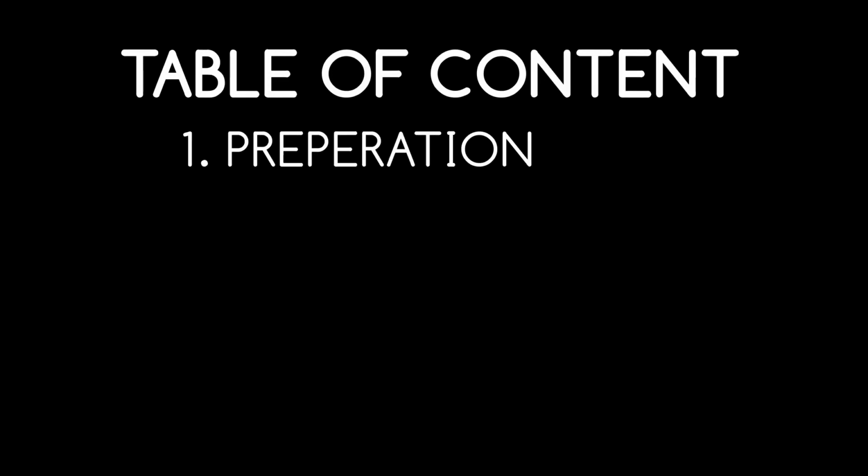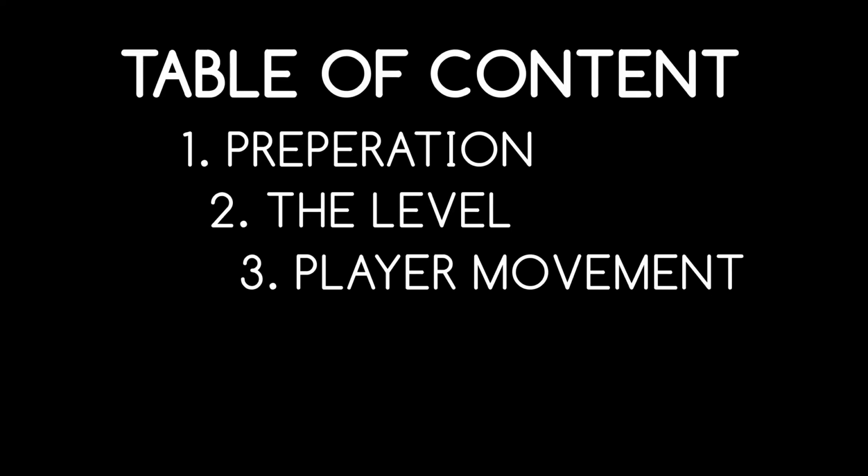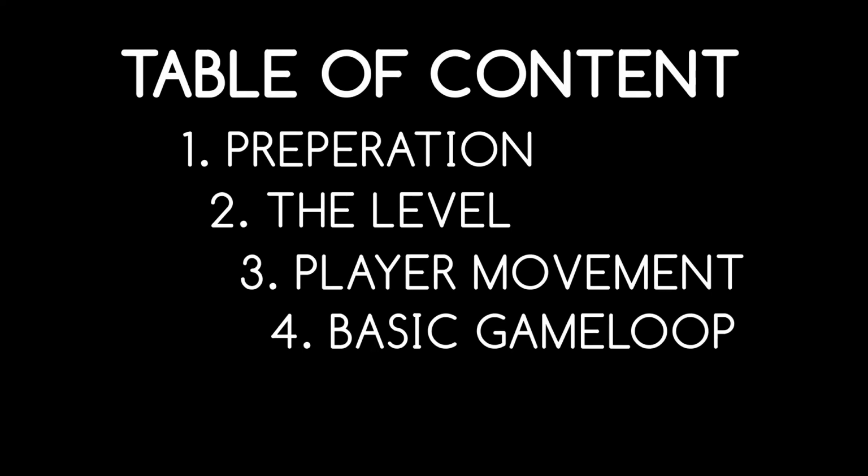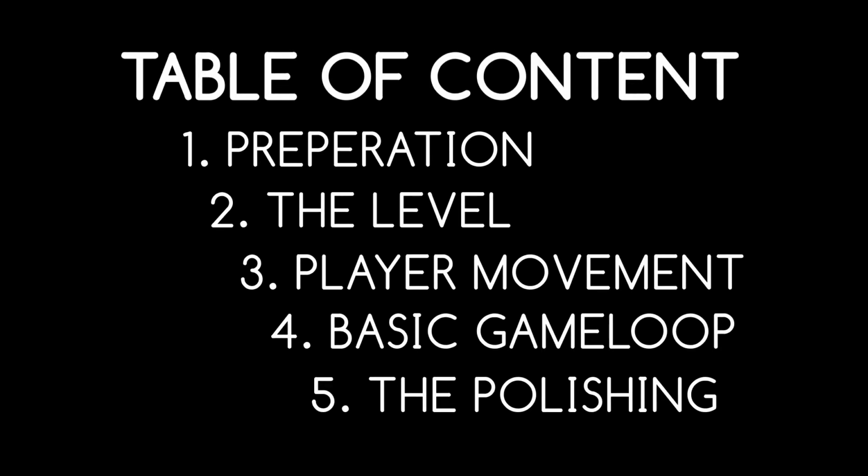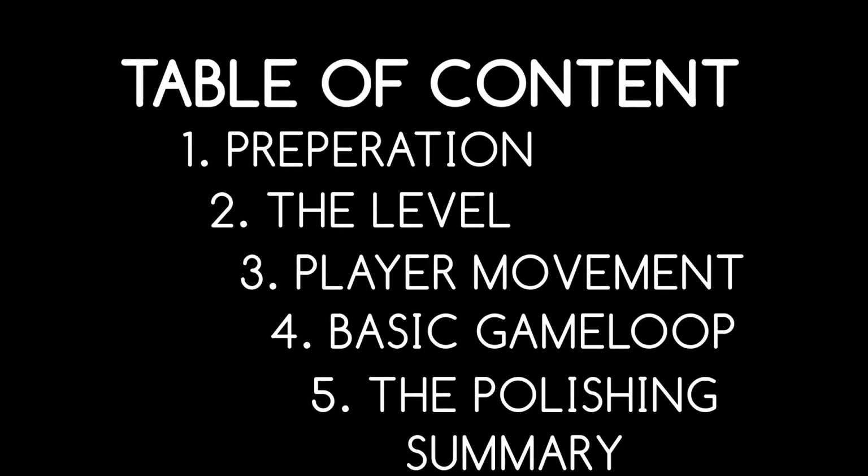Let's break down which steps were needed to create this small prototype of a well-known game level. First, we have the preparation. Moving on to part 2, the level. Next up is player movement. After that, it is time for the basic game loop. And last but not least, the polishing. Oh, and technically there is also a summary, so maybe we count that in, I don't know.